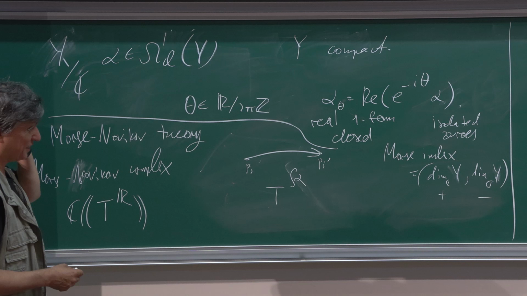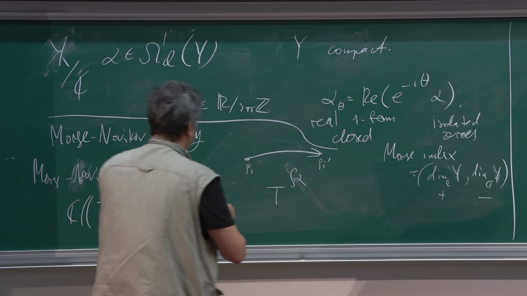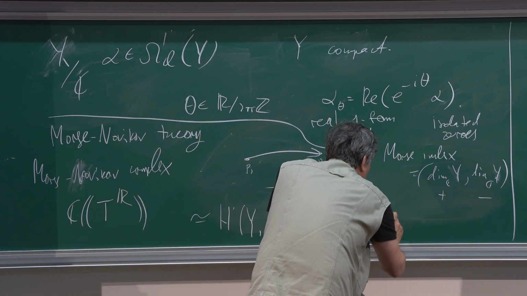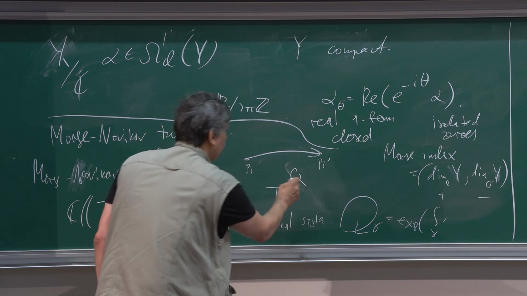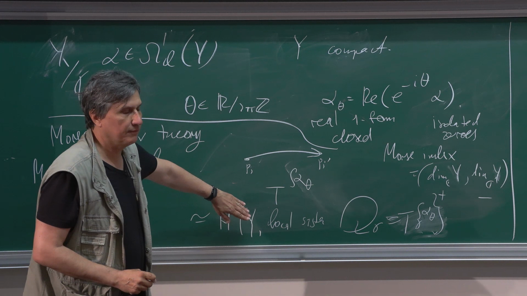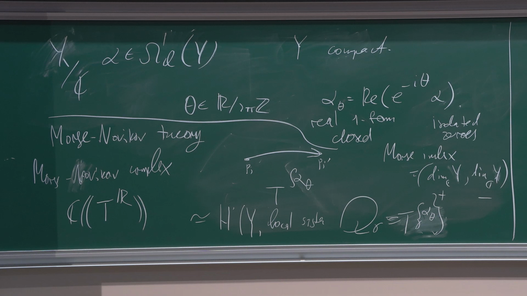And what is calculated by this complex? If we look at the literature, it wasn't really properly stated. The claim is that it is quasi-isomorphic to the cohomology of Y with coefficients in the local system given by monodromy along loops equal to the exponent of the integral of alpha theta. Consider a local system over this manifold with coefficients in this Novikov field, of rank 1, and it calculates its cohomology.